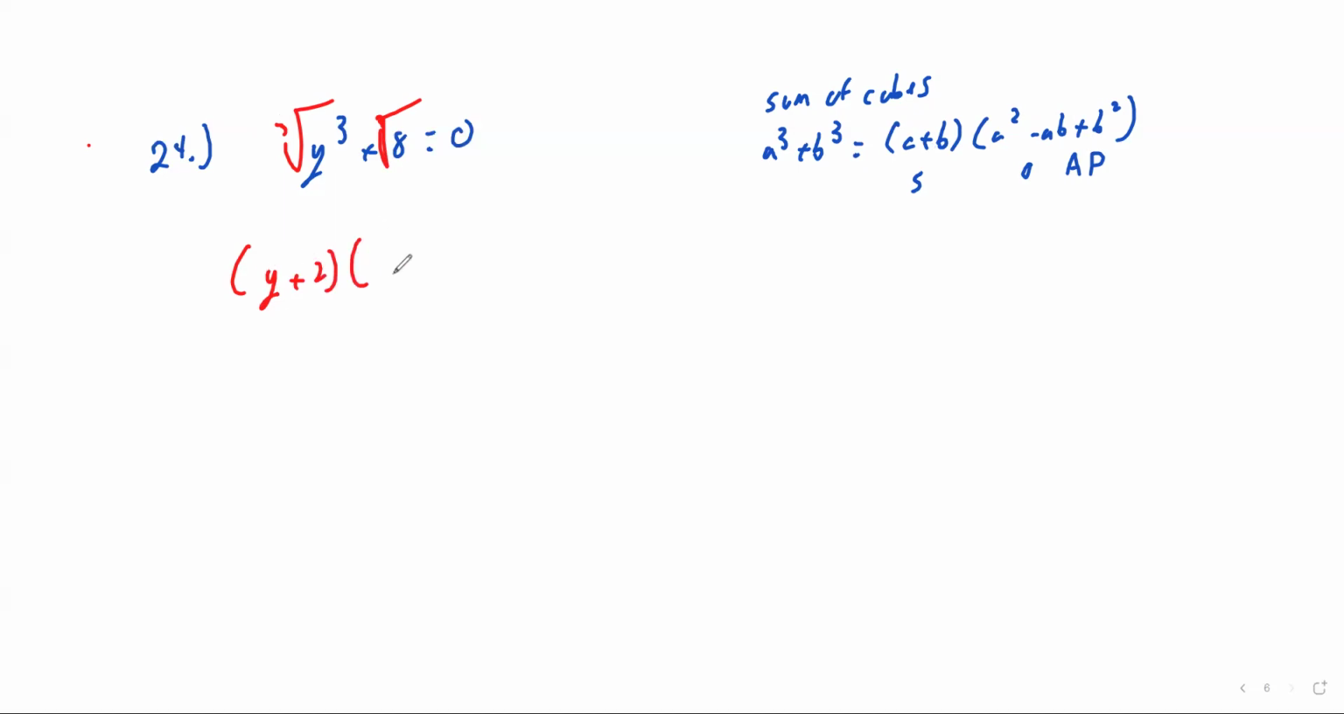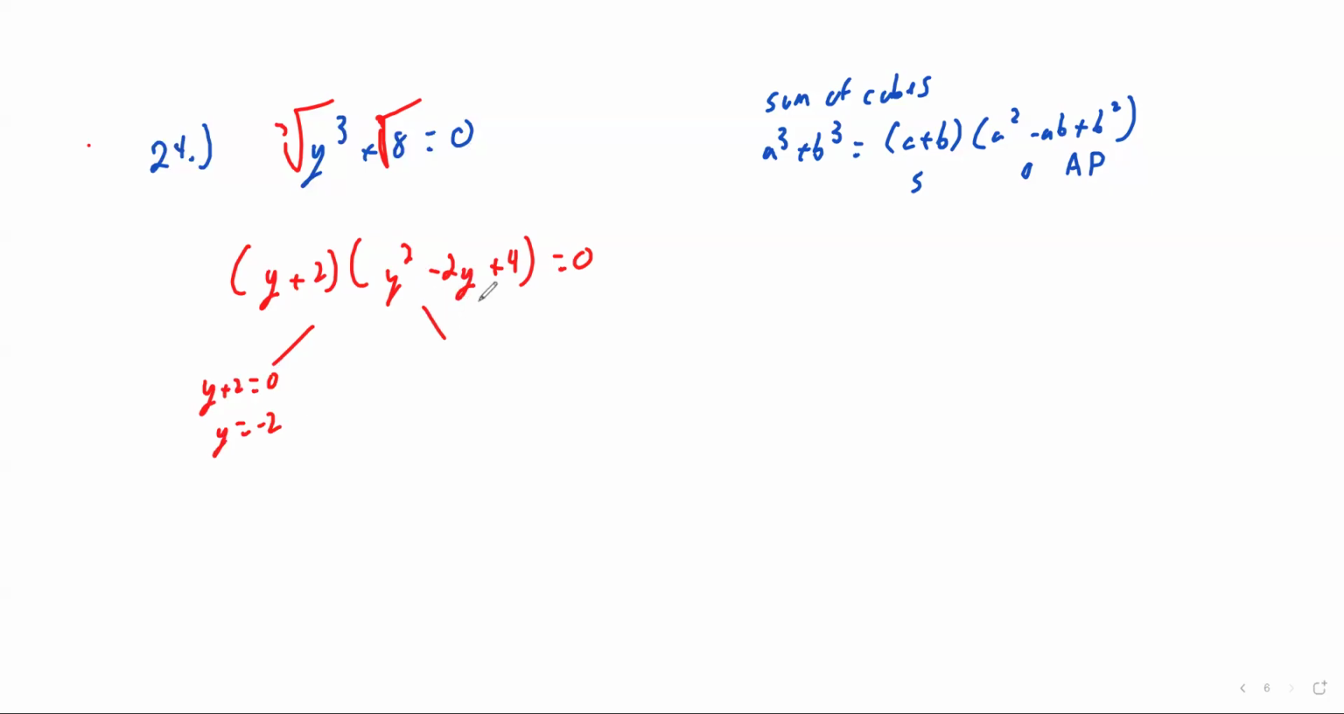So then a squared, which is y squared, then a times b, which is 2y, and then b squared, 2 squared, which is 4. Oh, are we solving it or just factoring it? We are solving it. All right, so now we just take these two factors and solve it. This one's simple. y plus 2 equals 0, so y equals negative 2.